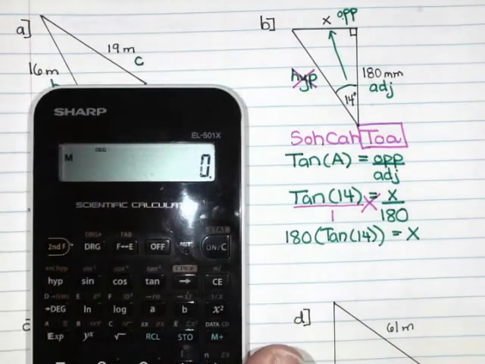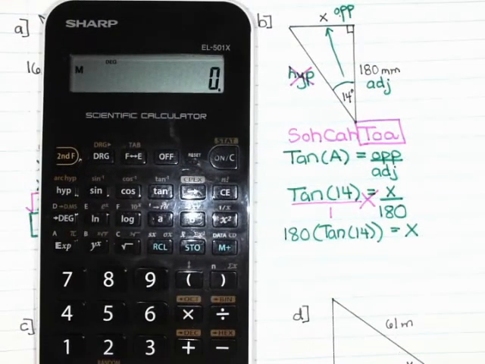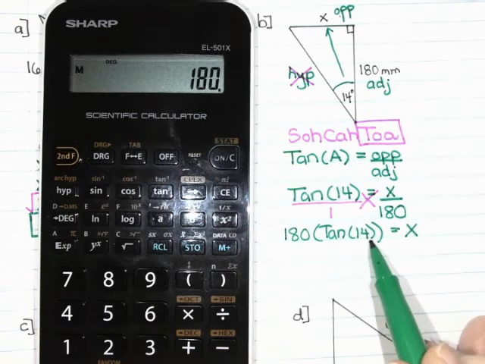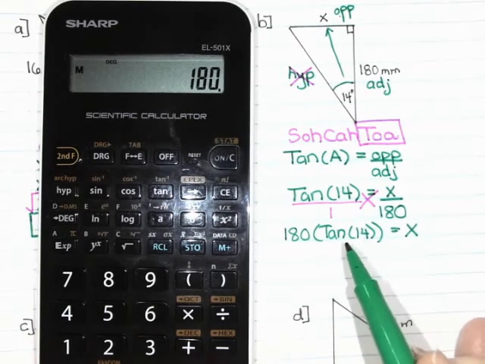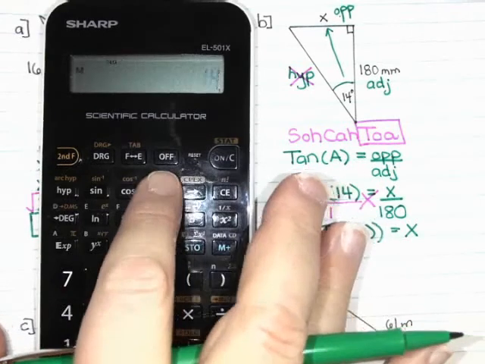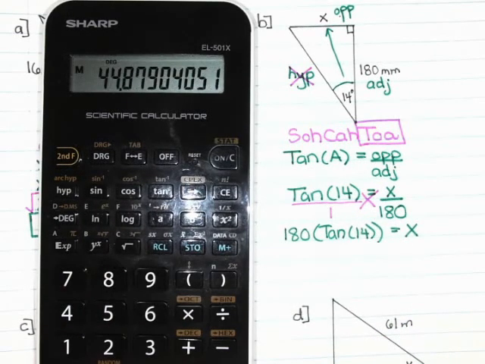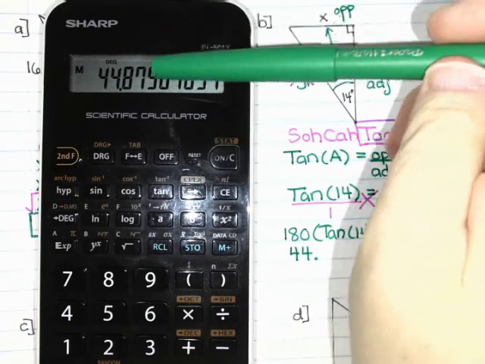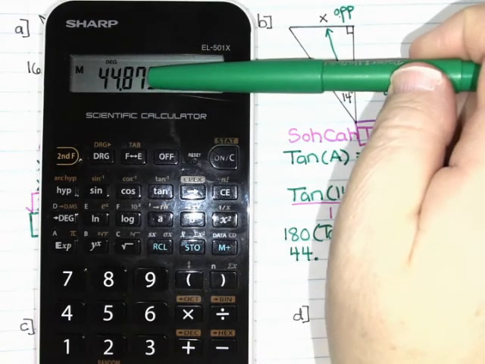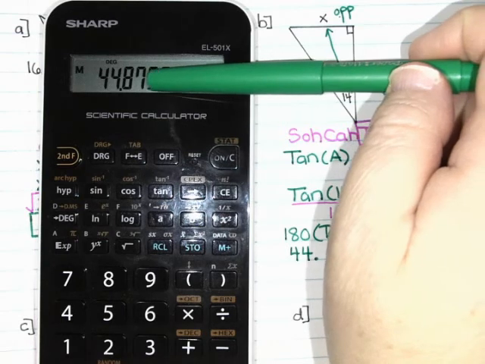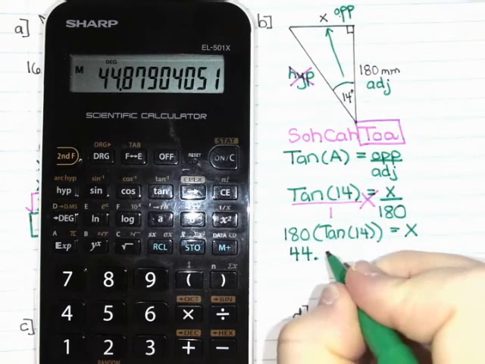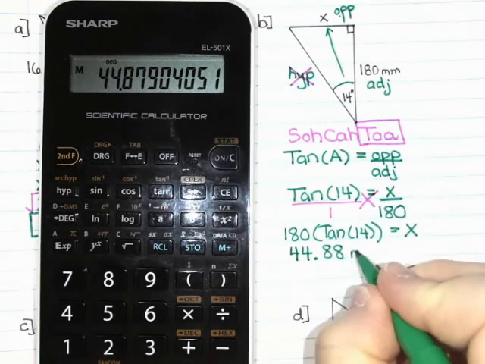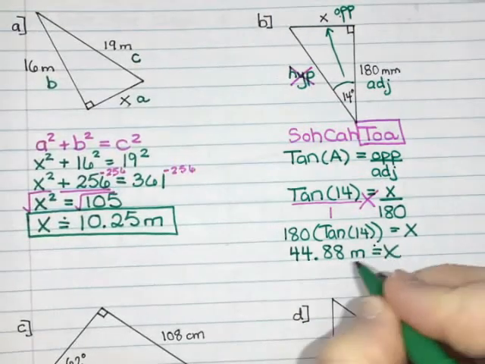But on my calculator, I can't do that. So I would have to do 180 times, and then I don't do tan of 14, I have to do 14 tan. So I'm going to do 14 tan and then equals. And I get 44.87. I want to round to 2 decimal places. I see that that's a 7. I look at the next number, it's a 9, so that's going to push that up to 88. So it's 44.88 millimeters is our approximate value of x.